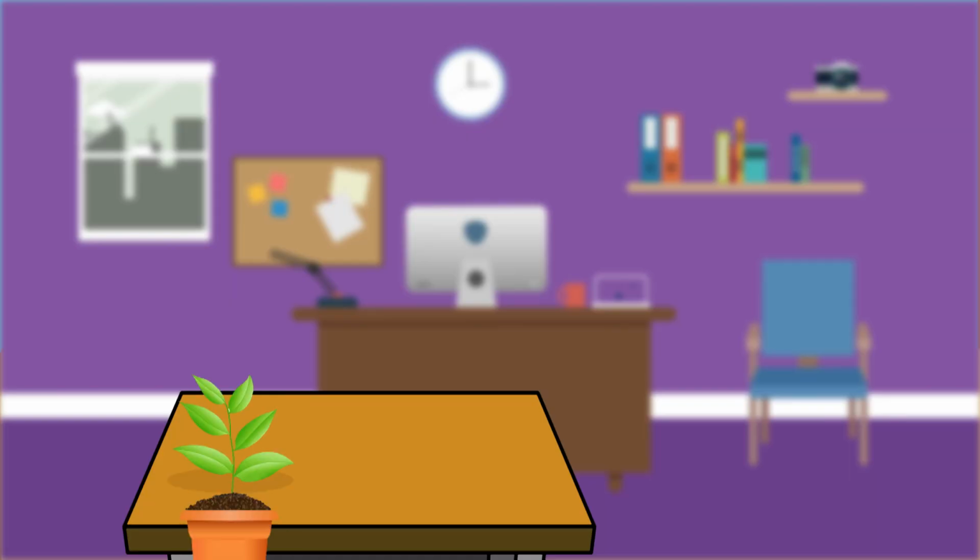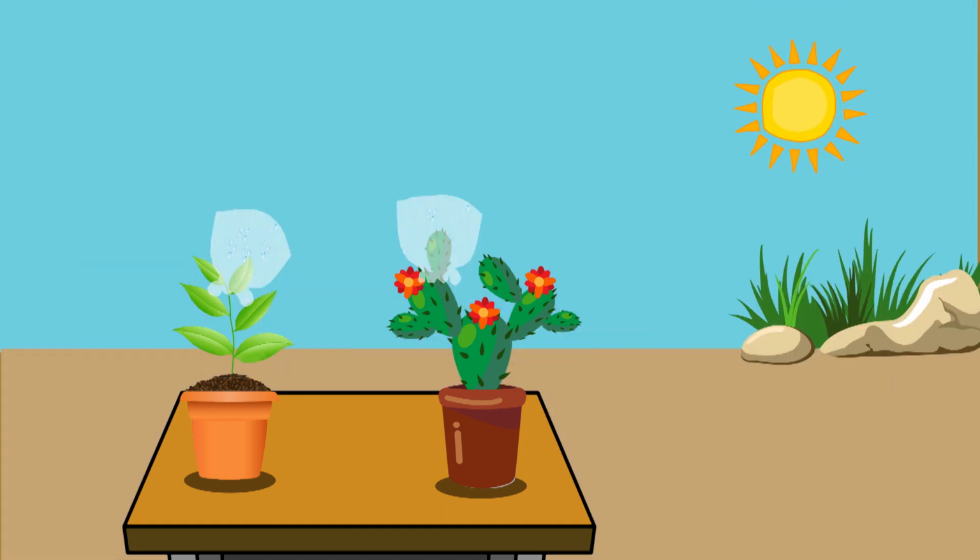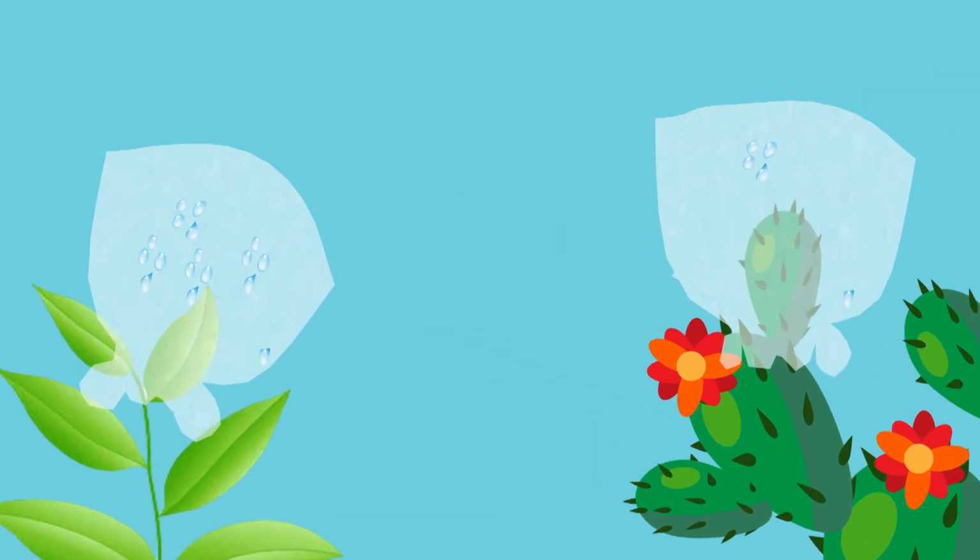Then come the desert plants. Students, you can bring 2 potted plants to the class. One plant will be a cactus plant and the other a leafy plant. Tie 2 polythene bags around the leaves of these plants separately. After some days, what do you observe? We observe that there is a difference between the water collected in the polythene of these 2 plants.